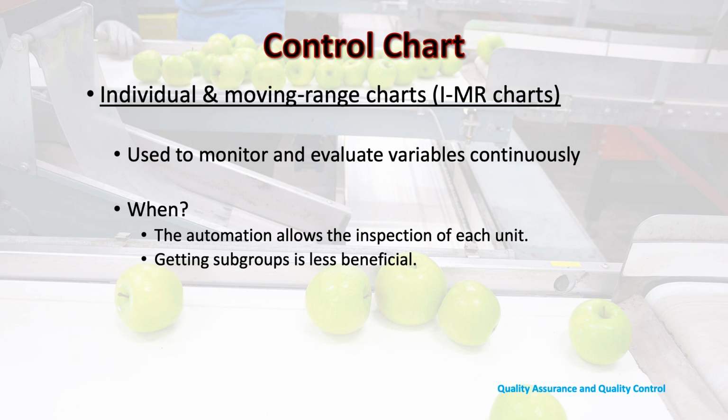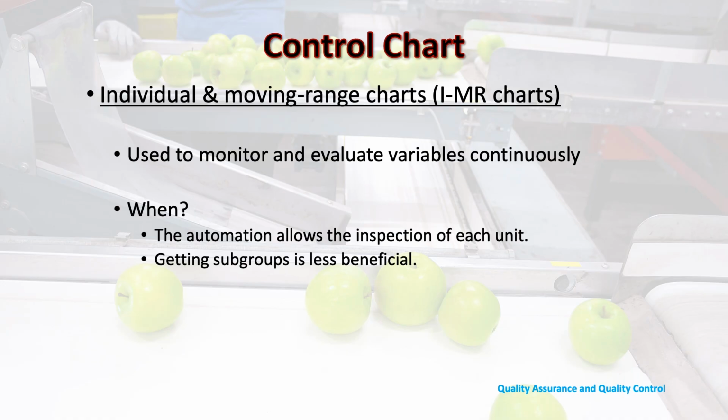For the individual and moving range charts, you can get the idea from the names. While the individual chart is for each measurement, the moving range chart is for monitoring the changes from one measurement to the next. This set of control charts is used when measurements can be taken continuously and taking subgroups is not feasible or is less beneficial.